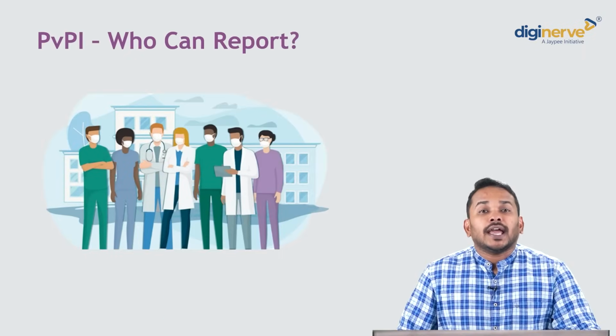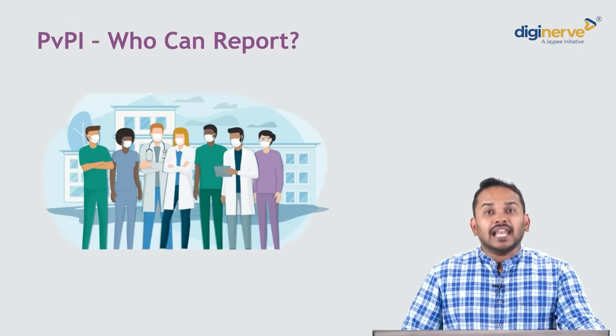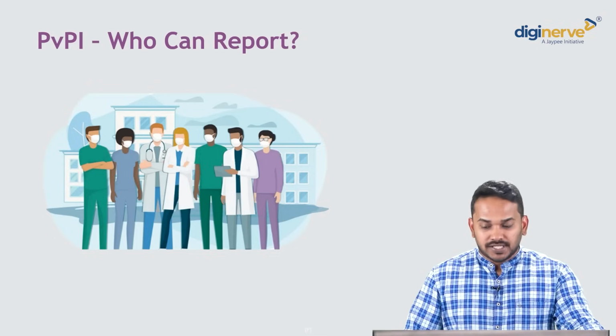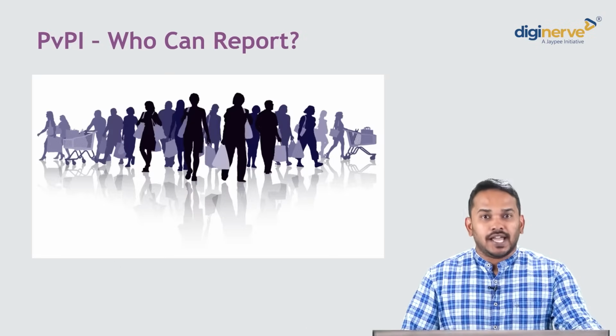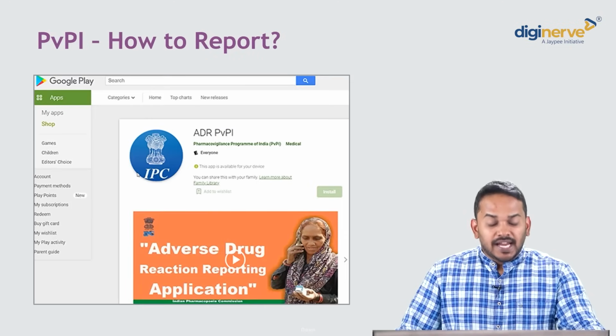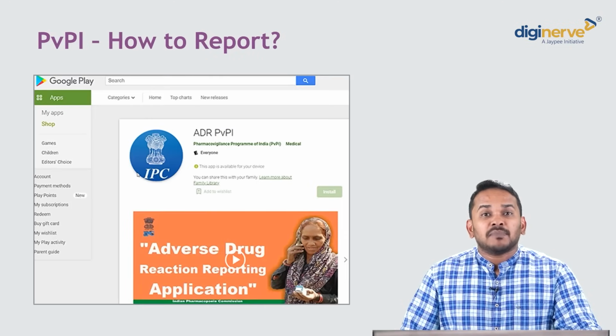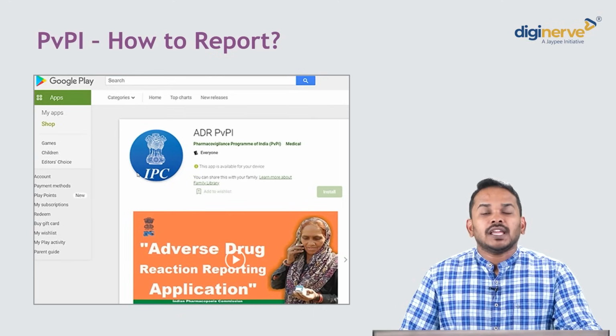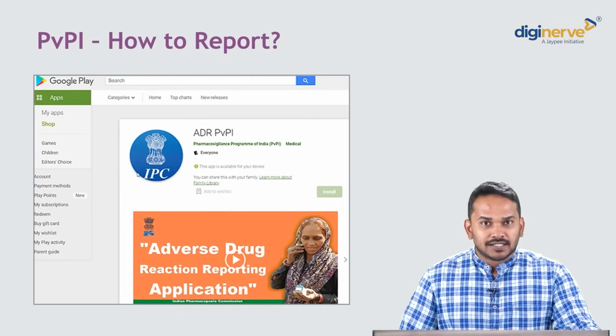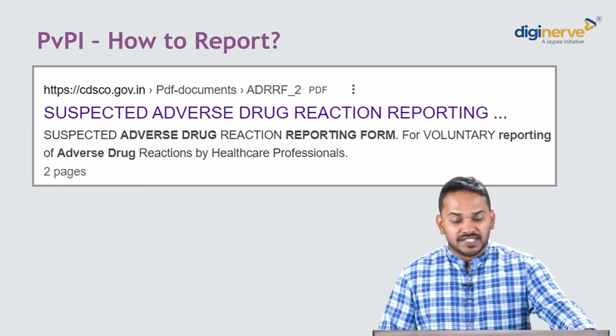Who can report an adverse drug reaction? Healthcare professionals can report adverse drug reactions, and consumers can also report adverse drug reactions. Now, the ADR PvPI app is available in the Google Play Store, where you can download this application and upload adverse drug reactions. And usually adverse drug reaction forms are obtained from the CDSCO website.